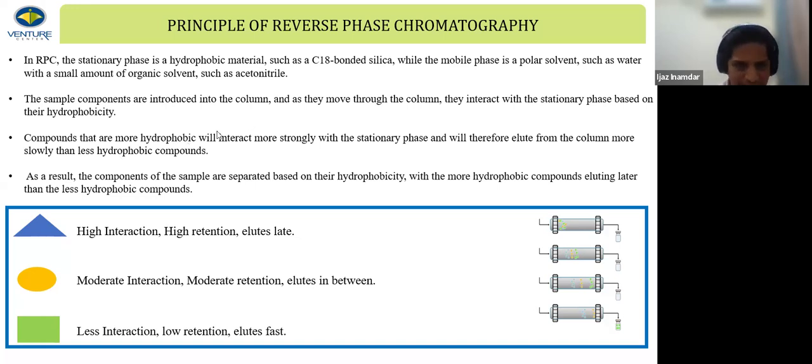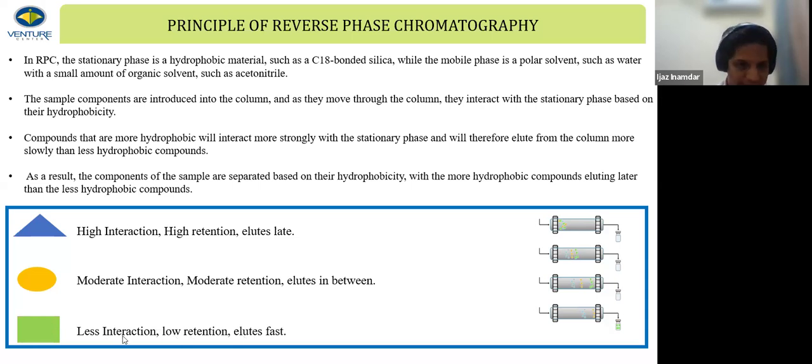Let us talk about this image. Let's say I have three molecules, just for the sake of understanding: a triangle, a circle, and a square. This molecule has high interaction with the stationary phase, this one has moderate interaction, meaning this molecule is highly retained by the stationary phase. This molecule is slightly retained, the yellow one, and the green one is very slightly retained, and the yellow one is moderately retained.